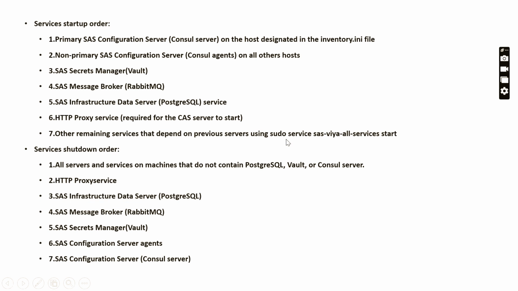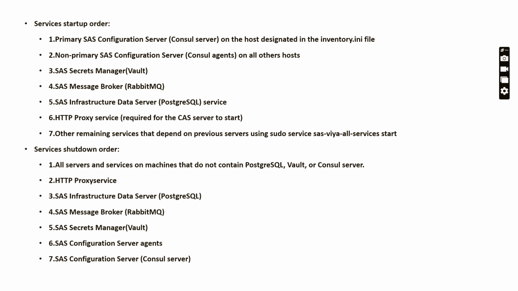If we are not aware of this process while stopping and starting, we can also use the start all script. These are all the services which are present in this server. Then we execute this script, and it will automatically bring them up in order. Next, we need to bring down all the services except these remaining 6 services. Then we need to stop one by one: HTTP proxy service, infrastructure data service, message broker, and secret manager, configuration server. So this is the very strict order we need to follow.